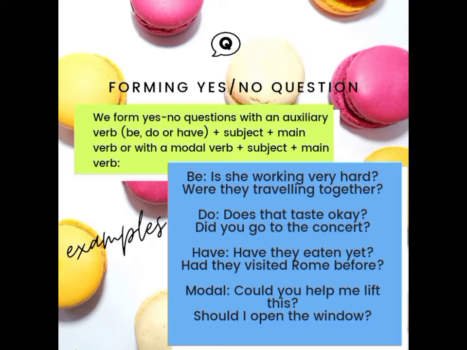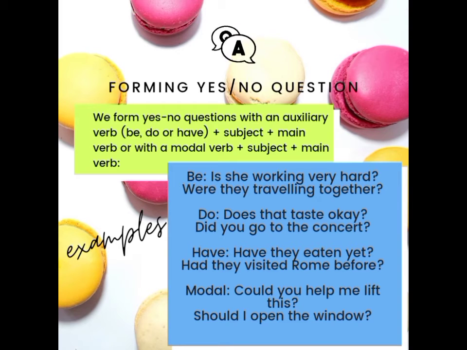Be yang dipakai di sini ada is dan were. Is she working very hard? Were they traveling together? Yang kedua do. Menggunakan does dan did. Does that taste okay? Did you go to the concert? Nah, next using have. Have they eaten yet? Had they visited Rome before?